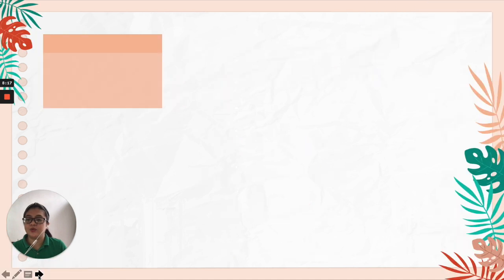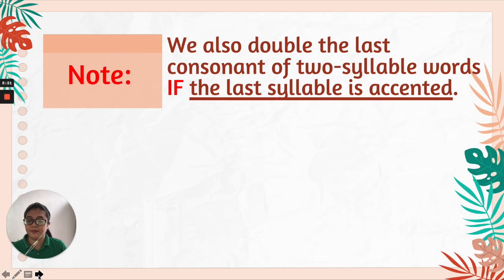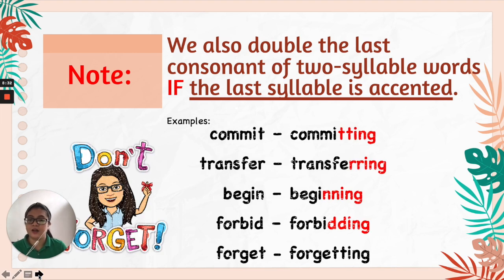Next, let's go to some things that you have to remember. We also double the last consonant of two-syllable words if the last syllable is accented, meaning you put the stress at the last syllable. For example, commit, committing, transfer, transferring, begin, beginning, forbid, forbidding, forget, forgetting. So you have to double the last letter of the word and then add ing.